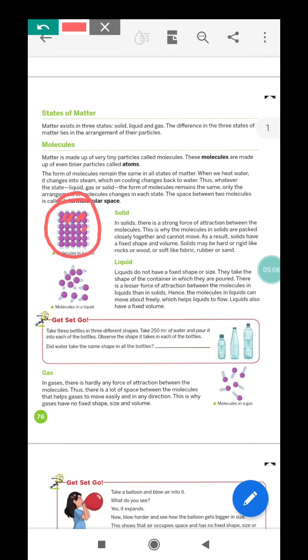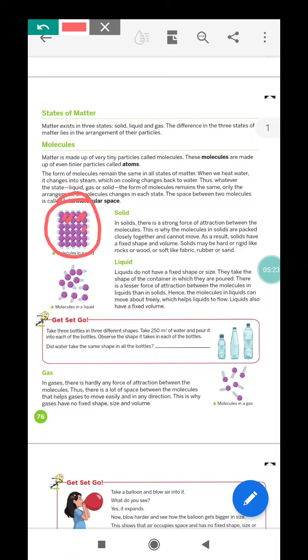Solids may be hard or rigid like rock or wood. They are very hard or very rigid, or soft like fabric, rubber or sand. They may be soft like rubber or sand.